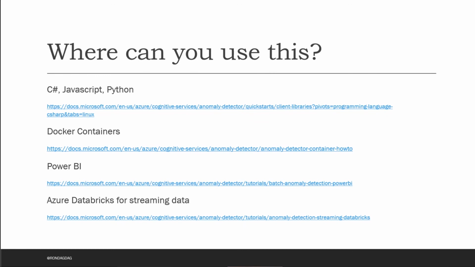So where can you use anomaly detector? You can use it in your C#, which I demoed today. You can have it in JavaScript. There's a Python library that you can incorporate. You can have it inside a Docker container. Anomaly detector can be incorporated into Power BI and also Databricks. So if you have a dashboard, there's a way you can call anomaly detector using Power BI. And if you're doing a lot of streaming data in Databricks, there's also a way you can do that too.